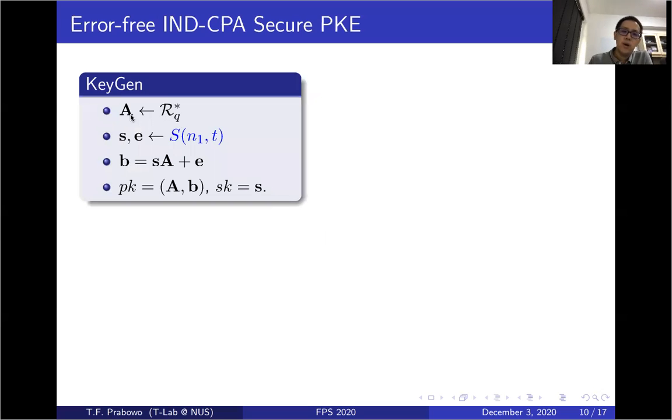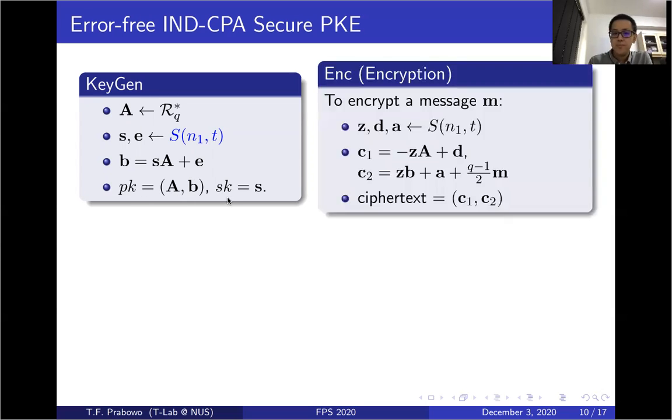For encryption, we work with RLWE. So A is some polynomial. S and E are taken from this set. This set I will explain in more detail later. But for now, you can think of it as a set of polynomials with small coefficients. So here we have B equals SA plus E, because we are basing our schemes on RLWE. The public key is (A, B), and the secret key is S.